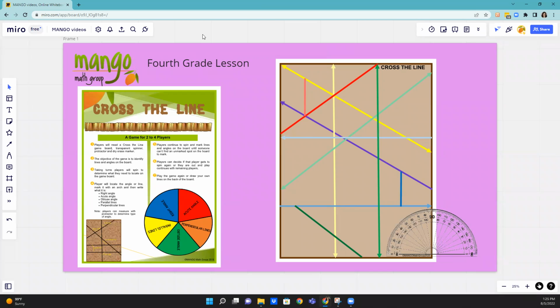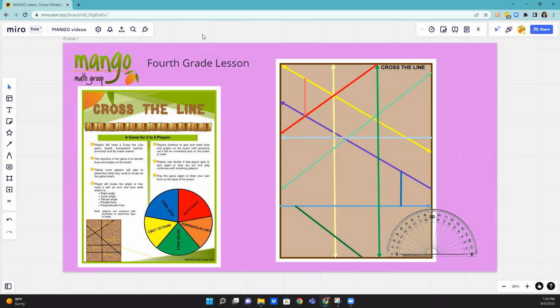So the students will have a protractor that they can use to measure an angle to determine what type of angle it is, if it's acute, obtuse, or right. And so they can use that to determine that.